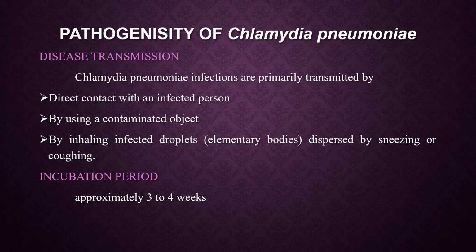Pathogenicity of Chlamydia pneumoniae. Disease transmission: Chlamydia pneumoniae infections are primarily transmitted by direct contact with an infected person or by using a contaminated object, or by inhaling infected droplets containing elementary bodies dispersed by sneezing or coughing. These elementary bodies resist harsh environments. Incubation period: it takes approximately 3 to 4 weeks to show symptoms.